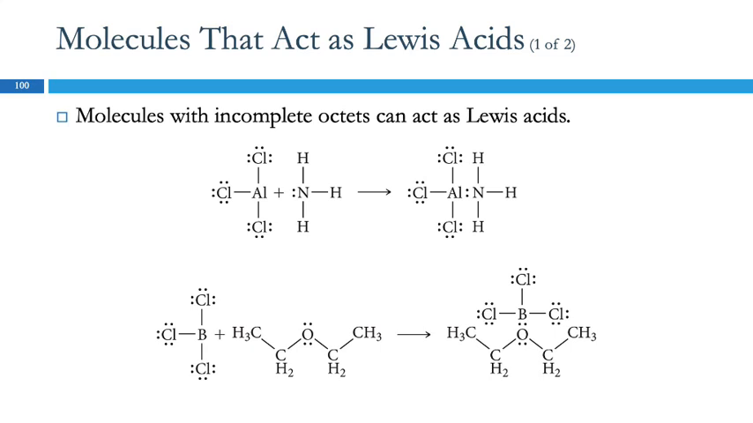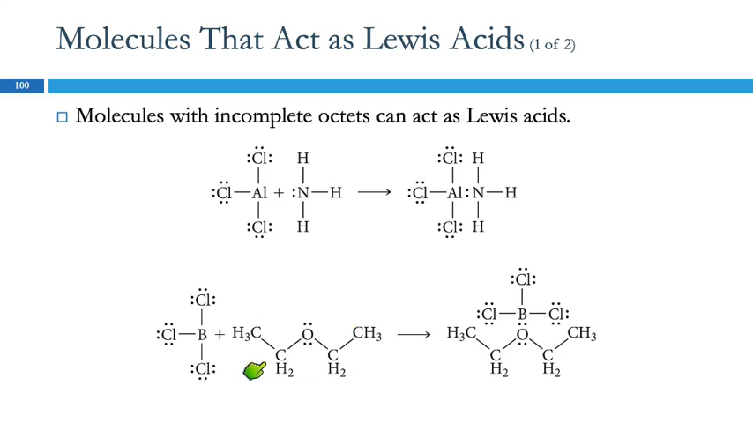So like that BF3, molecules with incomplete octets can act as Lewis acids. So here we have aluminum trichloride. Aluminum has an incomplete octet here, so it can form an adduct with ammonia. So this is the Lewis acid, that's the Lewis base. Here, boron trichloride, empty orbital here. It's deficient, it only has 6 electrons instead of 8.